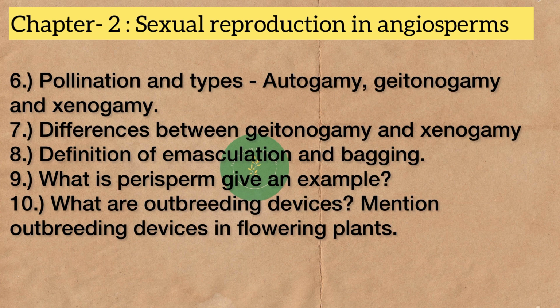Question number 6, this is very important. Pollination and its types like autogamy, geitonogamy and xenogamy. Differences between geitonogamy and xenogamy. Definition of emasculation and bagging, very important. What is perisperm with an example. What are outbreeding devices? Mention outbreeding devices in flowering plants. And once again, this chapter 2 is very, very important.